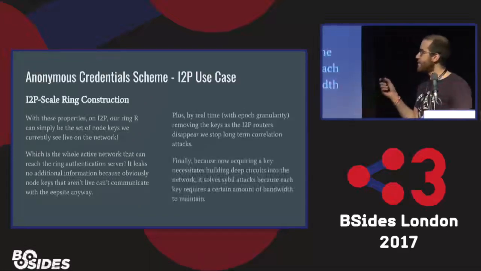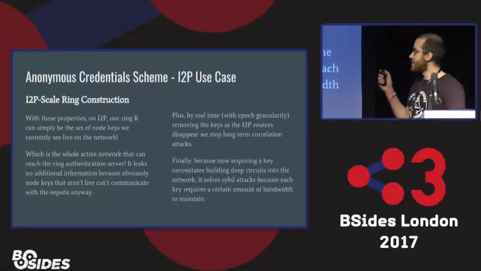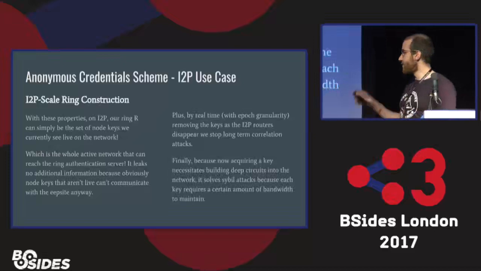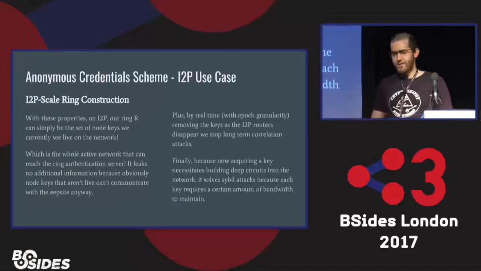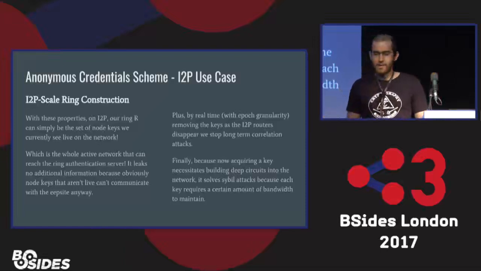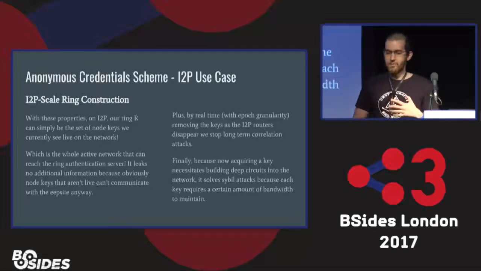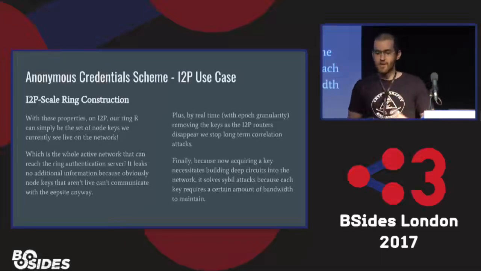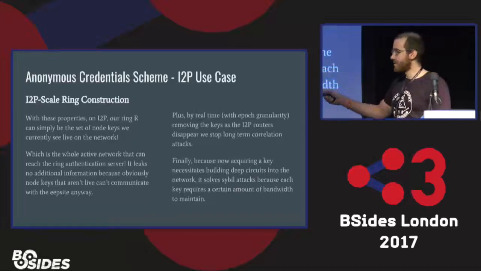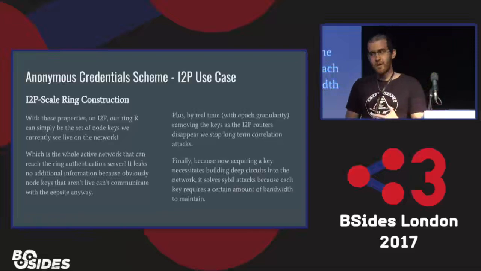So finally, because acquiring a key now necessitates building deep circuits into the network, it also solves Sybil attacks, because each key requires a certain amount of bandwidth to maintain. If you are not aware of the Sybil problem, it's from the name of a movie, but basically it means letting me appear to be the majority of the network by just spinning up a lot of nodes, generating a lot of keys, making a lot of accounts. If there's zero cost to creating a new identity, then there's zero cost to DDoSing the network, right? But actually, we solved the Sybil attack because maintaining a well-connected I2P router is not zero cost.